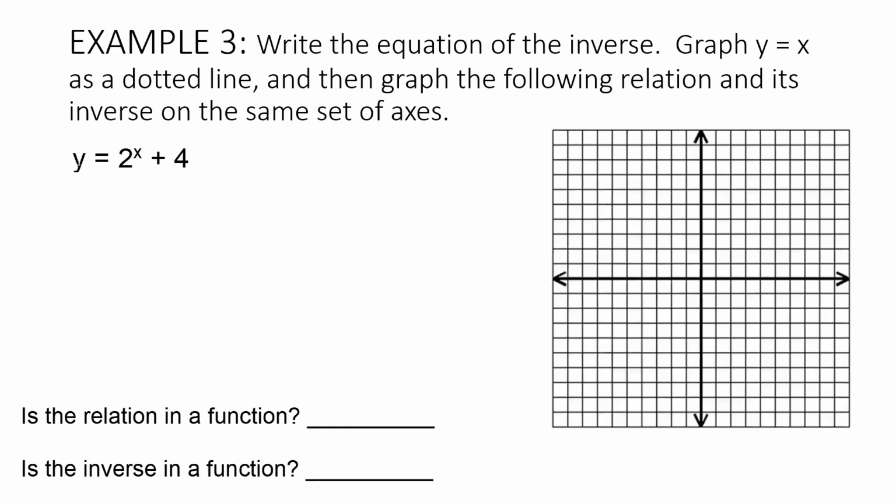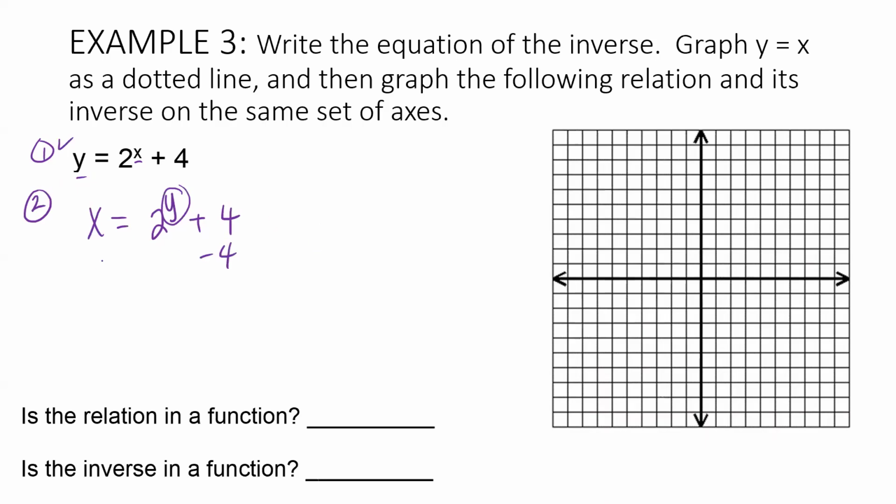Okay, welcome back. So step 1 is to make sure that we are in y equals instead of f of x, which we are. Step 2 is to switch our x and y. So I'm switching y with x, so it becomes x equals 2 to the y plus 4. Next job is to get y by itself.